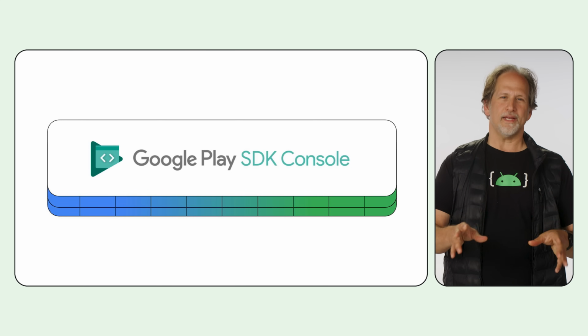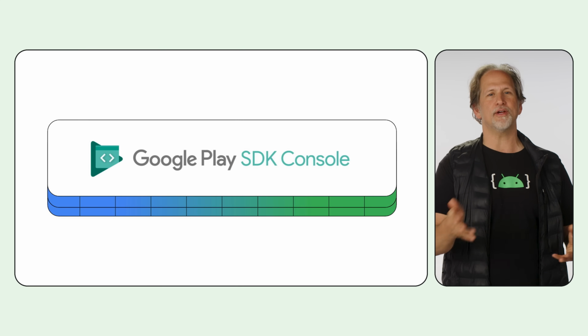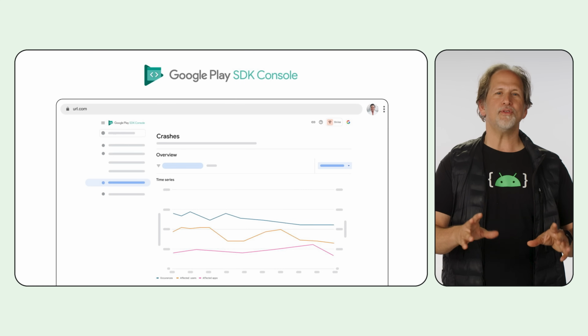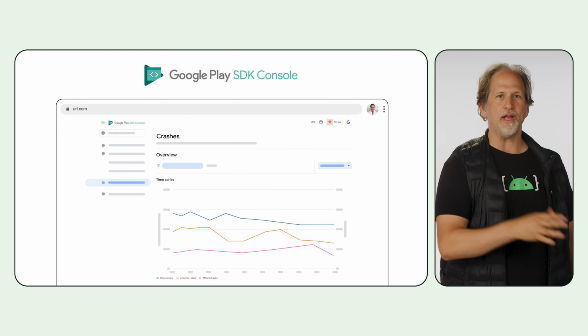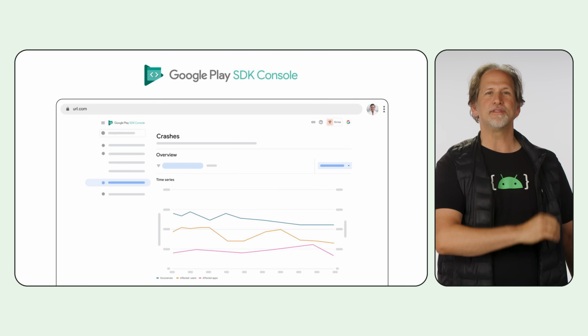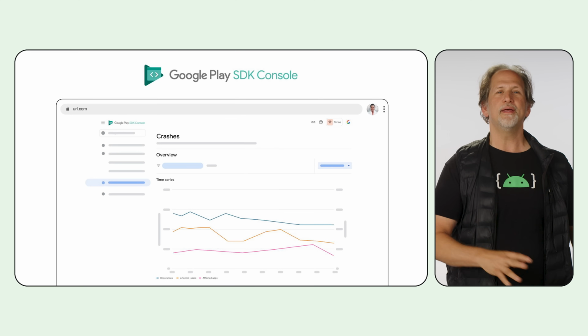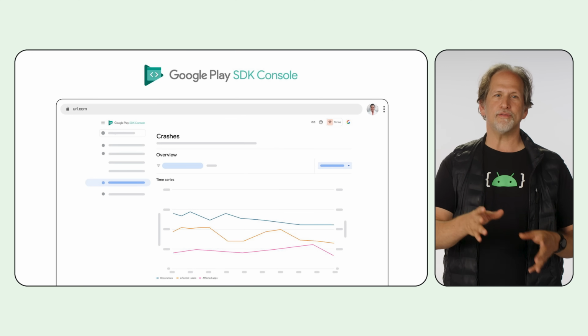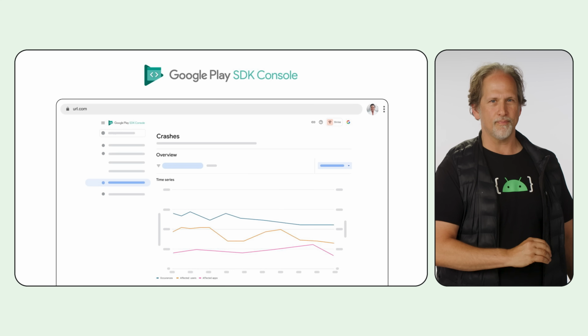The Google Play SDK Console is a platform for SDK owners to register and manage their SDKs. It gives SDK owners access to usage statistics, anonymized crash and ANR reporting, and allows them to communicate directly with app developers through Play Console and Android Studio. SDK owners can flag SDK versions that have quality or security issues so that app developers know to avoid them.